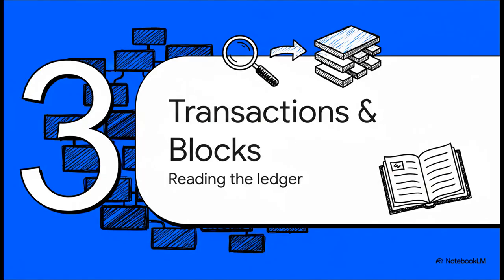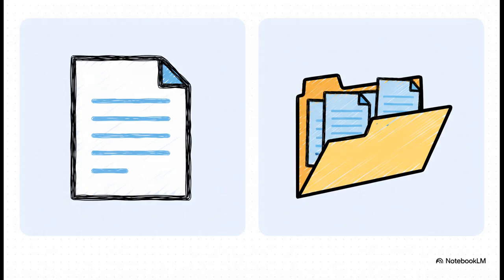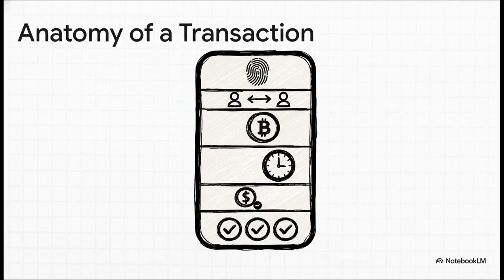Okay, now that we know how they work, let's get into the most common reason you'd ever use an explorer in the first place, to actually look up a transaction or a block. The difference here is super simple, but really important. A transaction is just one single event, one payment, one action. Think of it like a single document, a single file. A block, on the other hand, is the container. It's like a folder that holds hundreds, maybe thousands of those transaction documents that have all been verified and added to the chain together.